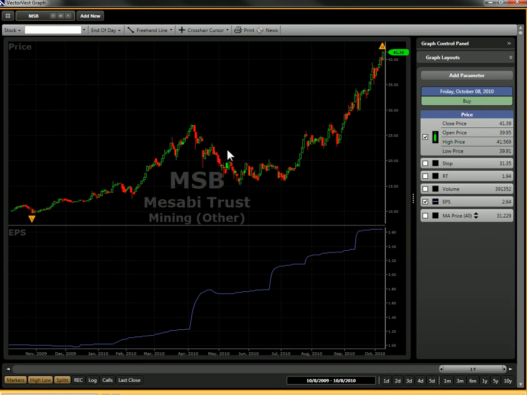Now, if this pullback worries you, move on to the next stock. If not, write it down as a candidate, because otherwise this graph looks like a pretty good graph. To move to the next graph, click the down arrow on the scroll bar on the right-hand side.